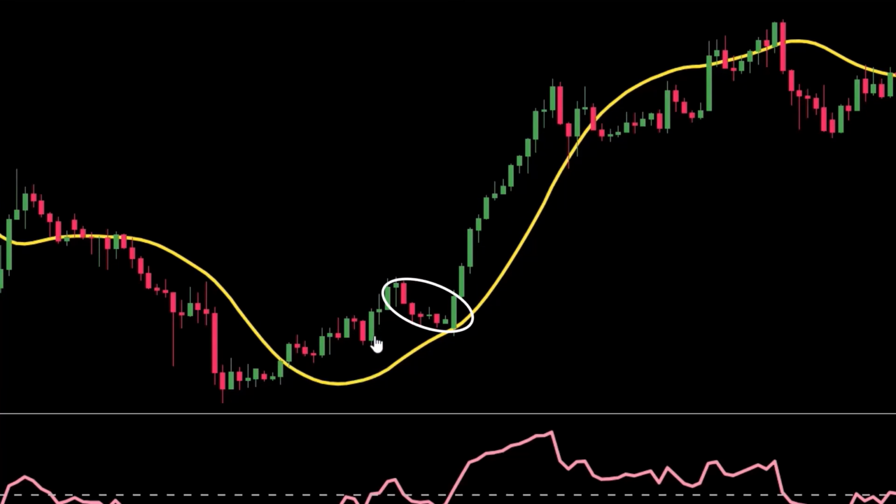Next, wait for a pullback. Don't buy after a large bullish candle. Instead, let the price slow down or pull back toward the Hull Moving Average. This gives you a better entry and helps you avoid chasing the market.